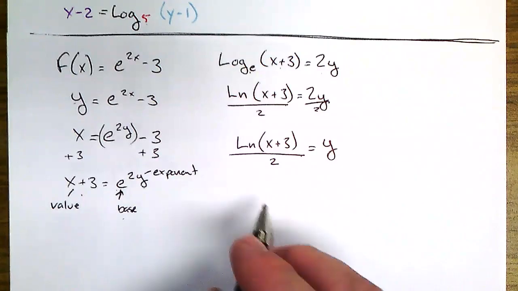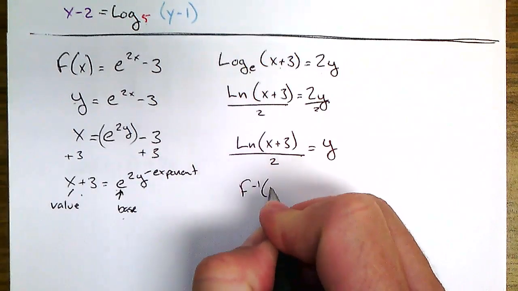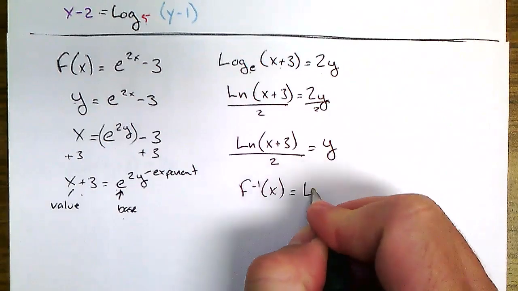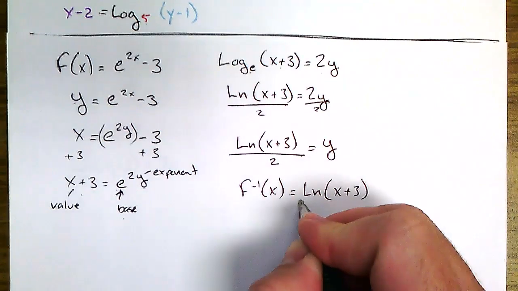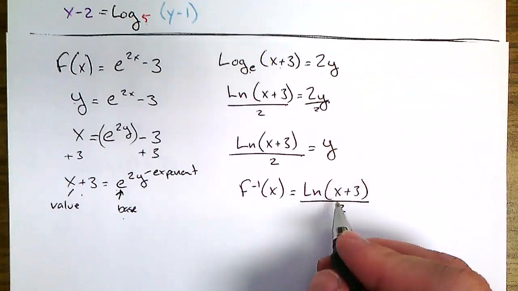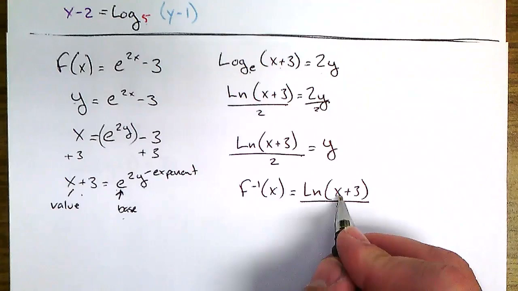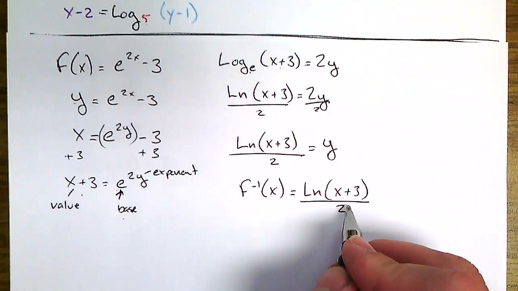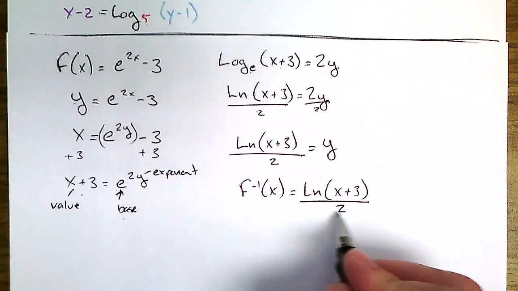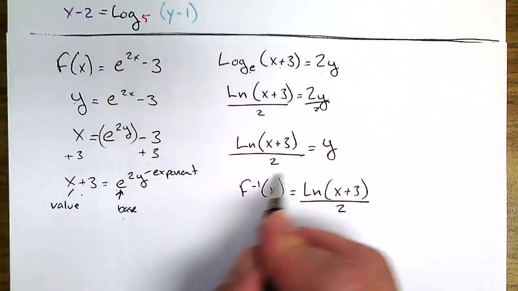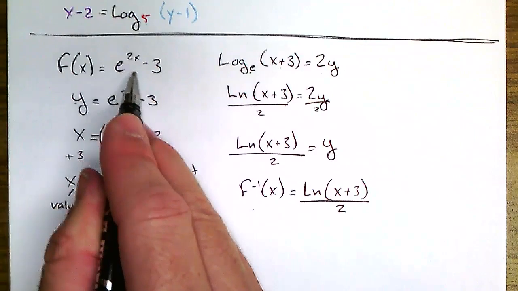Now if I want to write this in inverse function form, f inverse of x is equal to the ln, natural log, of x plus 3, all of that divided by 2. Be careful that you don't put the line right here and think it's the natural log of x plus 3 divided by 2. It's the natural log of x plus 3, the entire expression, divided by 2. And so there's the inverse of our original function, f of x equals e to the 2x minus 3.